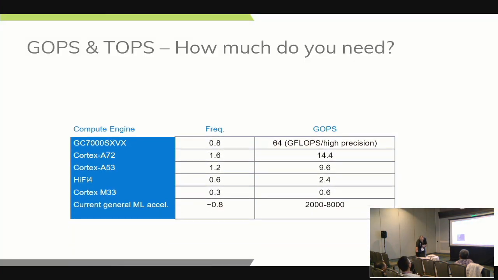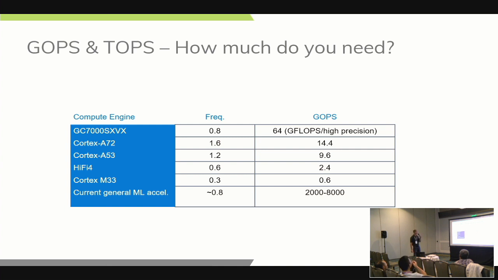What's interesting to look at, and again, this ties back to the benchmarking topic, is the GOPS and TOPS. And really, this is a marketing number, right? TOPS gives a general guideline for the class of device that you're targeting. This is showing some of the traditional cores that are in our devices, like a GC7000 GPU, which is 64 gigaflops. And then we have a typical ML accelerator, which could be somewhere around 2 TOPS to 8 TOPS.